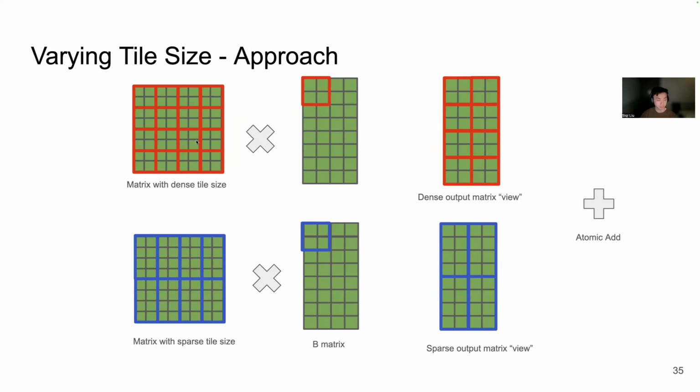Using our dense and sparse matrix now, we can multiply them by the B matrix. And with that, we will output something like this for the dense and something like this for the sparse. Each of them would have calculated their own work respectively. And in the end, with this, we can atomically add to the output tensor.